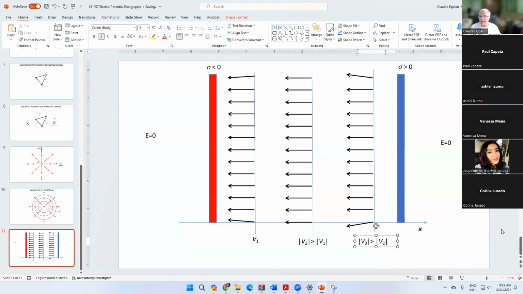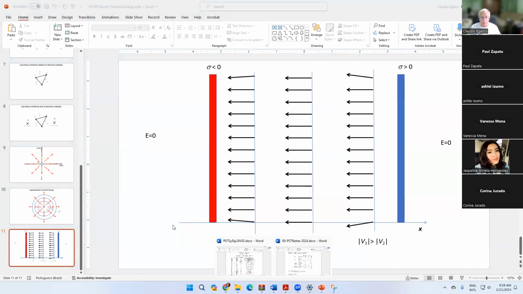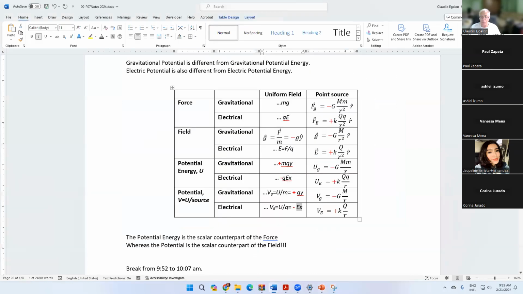V3, okay, it's like that. Magnitude. V1, V2, V3. That's what I want. And then we have others too, right? It's not just the parallel plate that we have. We also have the other types of charge distribution, but let me update my notes, right?